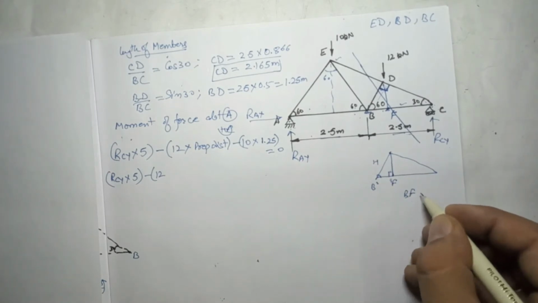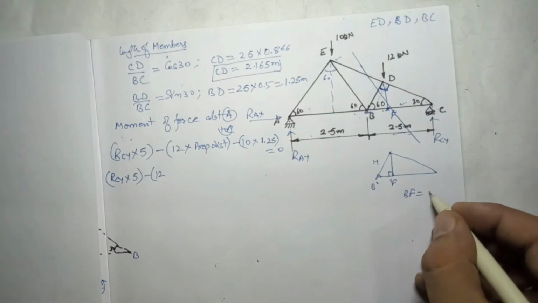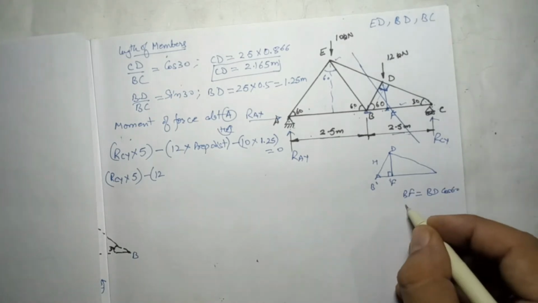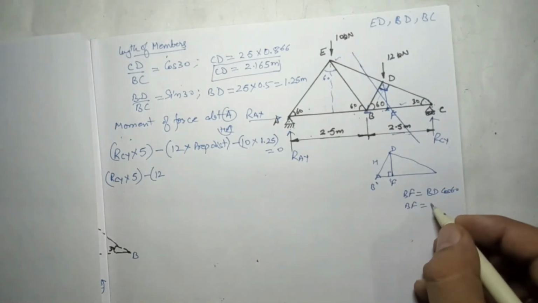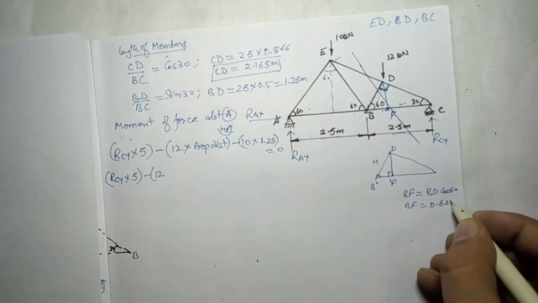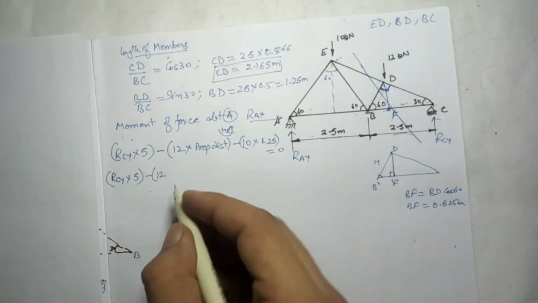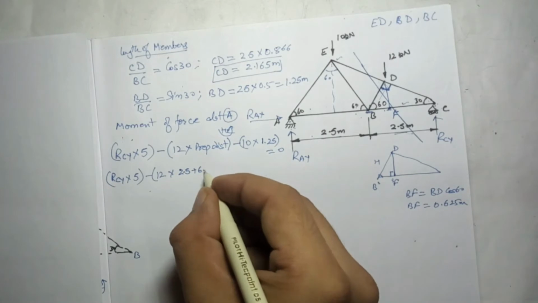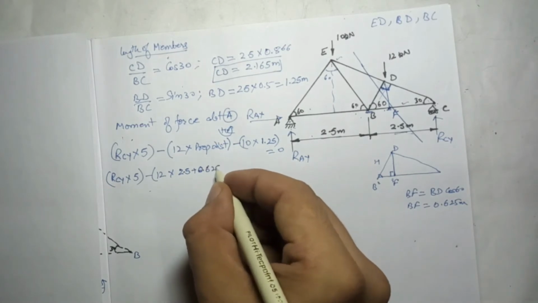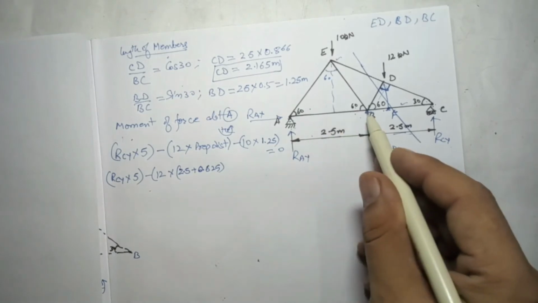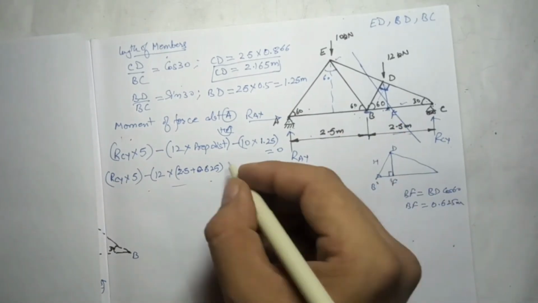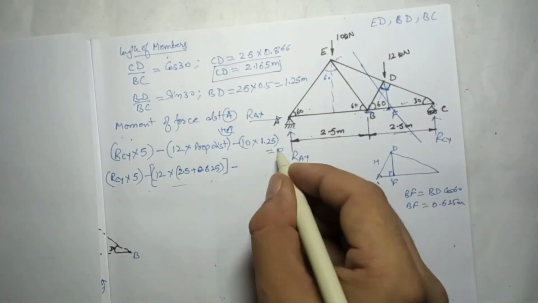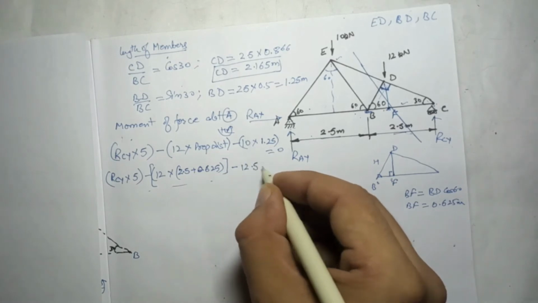So I can say BF is equal to BD. So this was the point D. So BD into cos 60. So BF, we have the value of BD, that is 1.25 into cos 60. When I put the value, I am getting 0.625 meter. So 12 into 2.5 plus 0.625. Why is this 2.5 plus 0.625, right? Perpendicular distance, I am getting this value, minus, when I multiply this 10 with this, I am getting 12.5. So that is equal to 0.